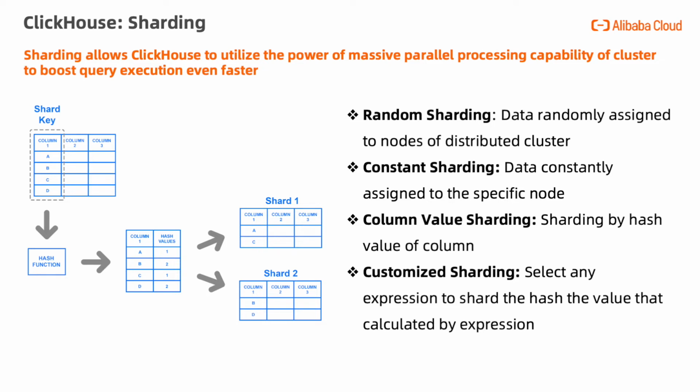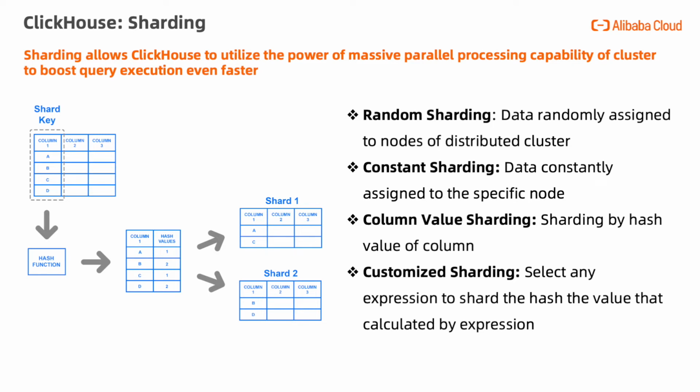So here we categorize the sharding strategies into 4 kinds to help you better understand. The first one is random sharding. As the name implies, it is a very basic approach to sharding. Data is randomly assigned to distributed cluster nodes. And constant sharding assigns data constantly to specific nodes.